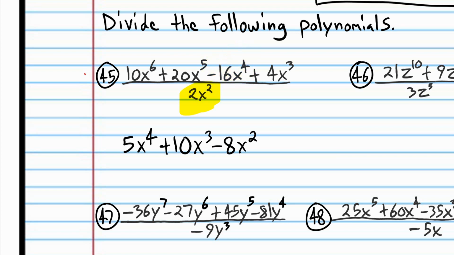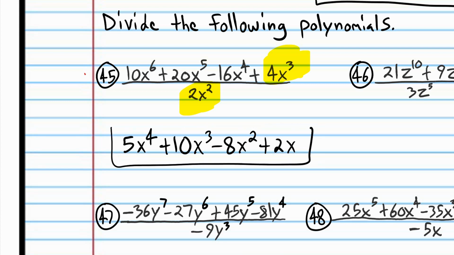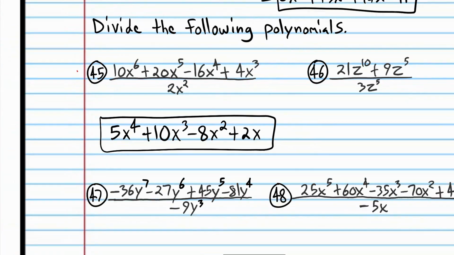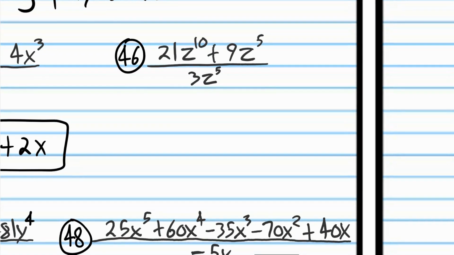Then we're going to divide these terms. 4 divided by 2 is 2. And subtracting the exponents, 3 minus 2 is 1. But you don't have to write a 1. So there you go. As you can see, dividing a polynomial by a monomial is pretty easy, at least for these particular problems. Let's try one more before you try one on your own.